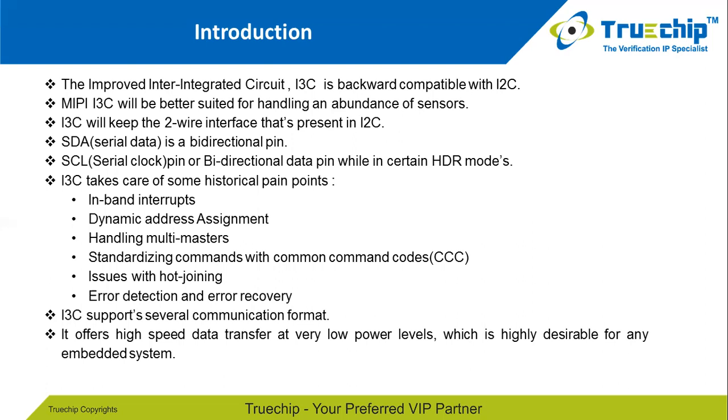I3C is designed to overcome some I2C limitations, namely in-band interrupts, dynamic address assignment, handling multiple masters, standardizing commands with common command codes, issues with hot joining, error detection, and error recovery. I3C supports several communication formats, that are direct and broadcast messaging based on common command codes. It also supports low power, high speed serial interface and other features that are currently covered by I2C.